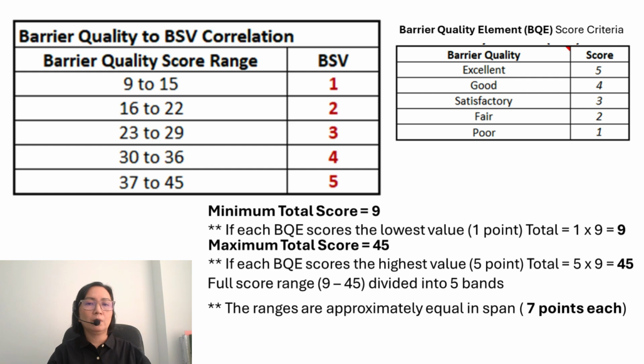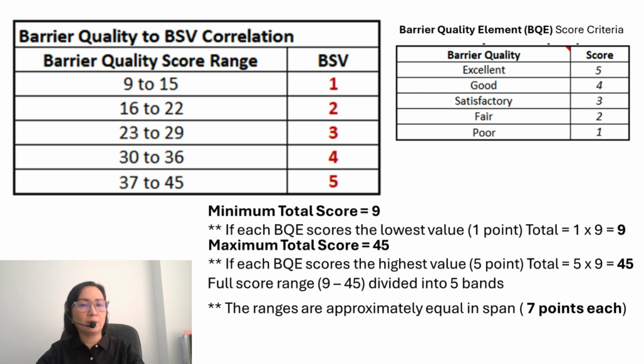There are 9 barrier quality elements, BQEs. Each element can be scored from 1 to 5, typically. 1 equals poor, 2 equals fair, 3 equals good, 4 equals very good, 5 equals excellent. Minimum total score equals 9 if each BQE scores the lowest value, 1 point. Total equals 1 times 9 equals 9. Maximum total score equals 45 if each BQE scores the highest value, 5 points. Total equals 5 times 9 equals 45.